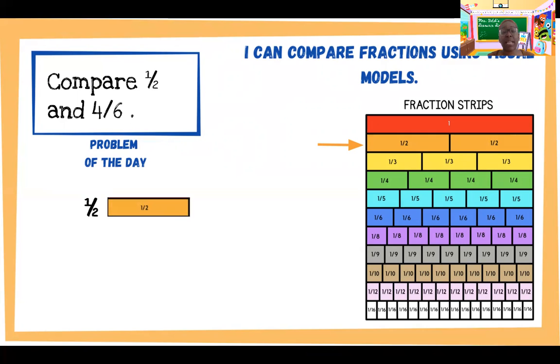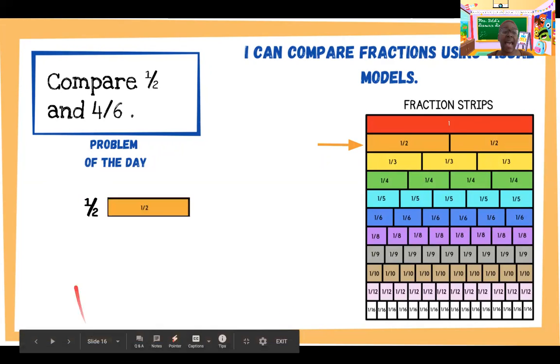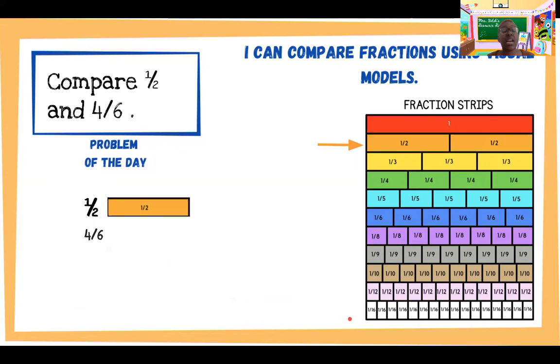And the reason we only need 1 is because the 2 in the denominator and the 1 in the numerator on one of our strips matches the half that we have listed here. Let's take a look at our next fraction. Our next fraction is 4/6. Which fraction strip are we going to use to represent 4/6? That's right, we're going to use the 6.